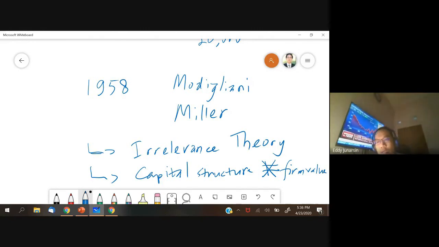So what is the consequence of this statement? Essentially, they're saying that whatever capital structure mix you are using, whether 100% equity or 100% debt or 70% equity or whatever, it will not affect the firm value, or it's not related at all to firm value. And we'll see why.